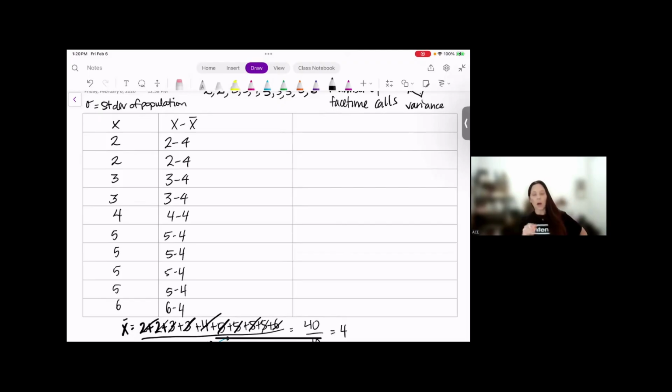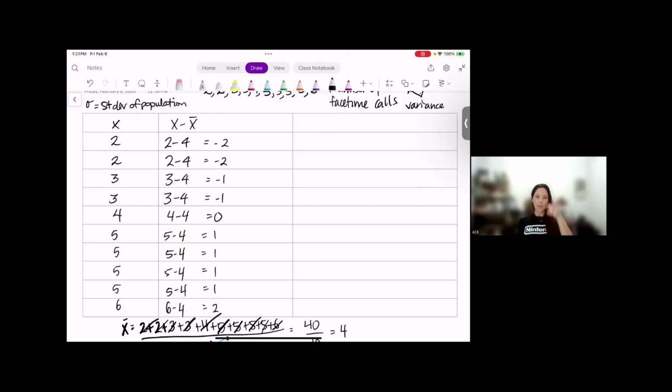Now, a lot of people will automatically put the bigger number in the calculator when you're subtracting. The order matters because some of these values are below the mean and some of these values are above the mean. And that matters, the sign matters. So 2 minus 4 is -2. 3 minus 4 is -1. 4 minus 4 is 0. 5 minus 4 is 1. And 6 minus 4 is 2.